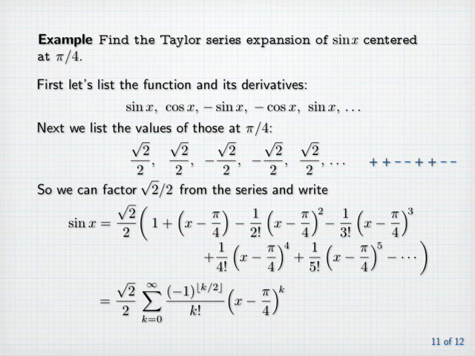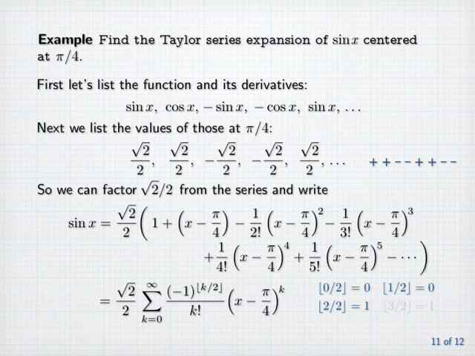Now let's think about the minus 1 raised to the greatest integer in k over 2. When k is 0, the exponent is the greatest integer in 0, which is 0, and so we have minus 1 to the 0, which is 1. When k is 1, the exponent is the greatest integer in 1/2, which is again 0, and so again we get minus 1 to the 0 power, which is plus 1. But when k is 2, the exponent is the greatest integer in 1, which is 1, and so we have minus 1 to the first power, or minus 1.